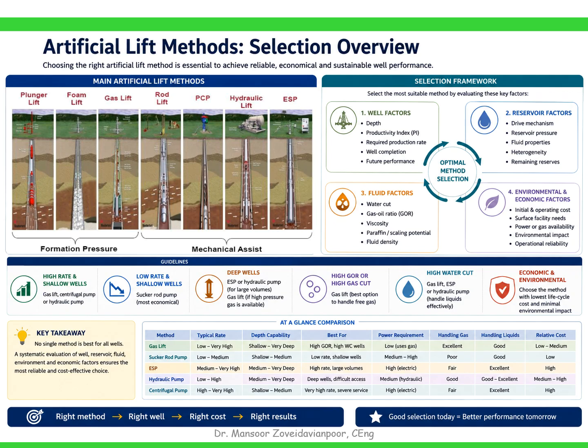Instead of relying entirely on reservoir energy, we provide additional assistance. In the case of gas lift, we inject gas to reduce the density of the fluid column. By making the fluid column lighter, we reduce the pressure required to lift fluids and allow production to continue at an economical rate. A key point to remember is this: artificial lift does not create more oil in the reservoir. It helps us recover more of the oil that is already there.